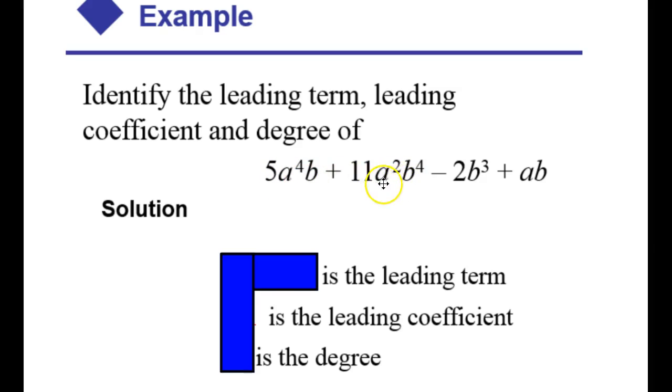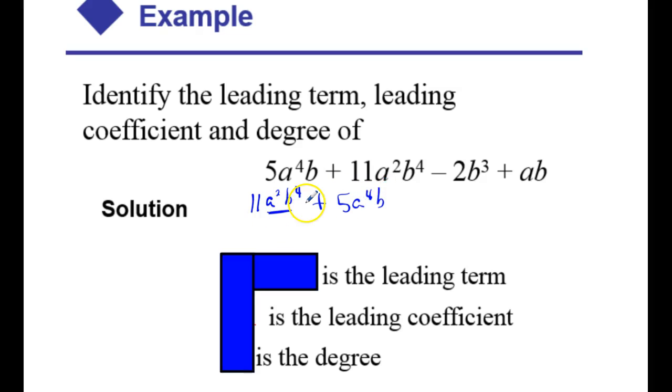I was just looking to see, well, I wonder if 11 is the leading term because the sum of those exponents is 6. So it would be a degree 6 as opposed to this would be a degree 5. So we should probably rewrite this in descending order first because I think the highest exponents here would be to the 6th degree.